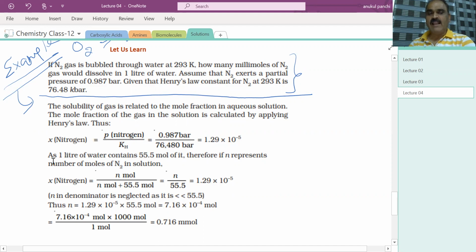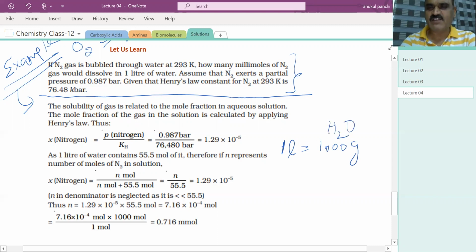Now, 1 liter of water contains 55.5 moles. If we have 1 liter of water, 1 liter of water means 1000 gram water, because the density of water is 1, if water is pure. 1 liter of water is 1000 milliliter. 1000 ml volume into density 1 is equal to 1000 gram. So 1 liter water is 1000 gram.